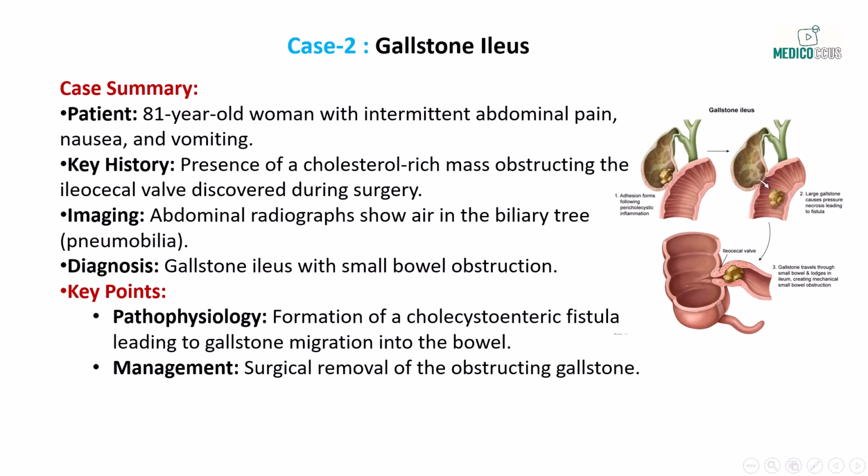Gallstone ileus occurs when a large gallstone erodes into the gastrointestinal tract through a cholecystoenteric fistula, ultimately causing mechanical obstruction at the ileum, the narrowest part of the intestine. Key imaging findings include pneumobilia, or air in the biliary tree, due to the retrograde passage of intestinal gas through the fistula. Recognizing these findings is crucial for both diagnosis and management, which typically involves surgical intervention to remove the obstruction.